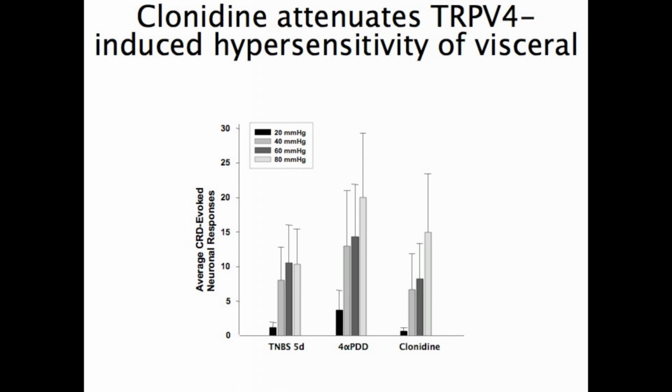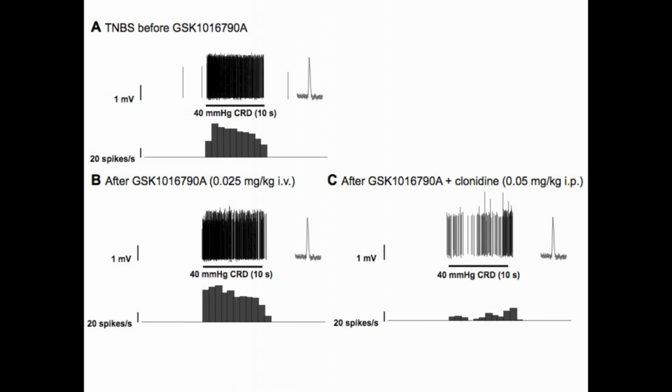So this is the last part of my project and the only thing that I have left to finish before I can defend. So as you can see, there appears to be a trend there, but it's not significant at this point. It's only 3 neurons. And we used a different agonist, did the same study, and the effects seem to be similar.